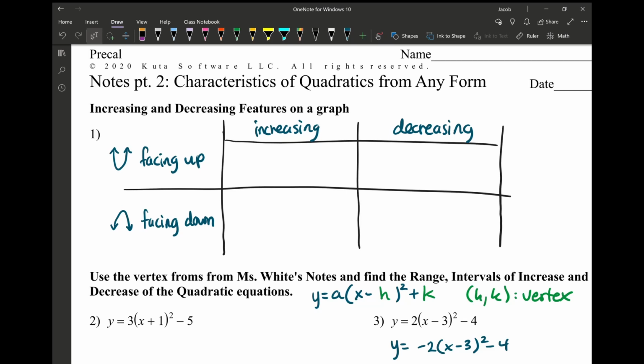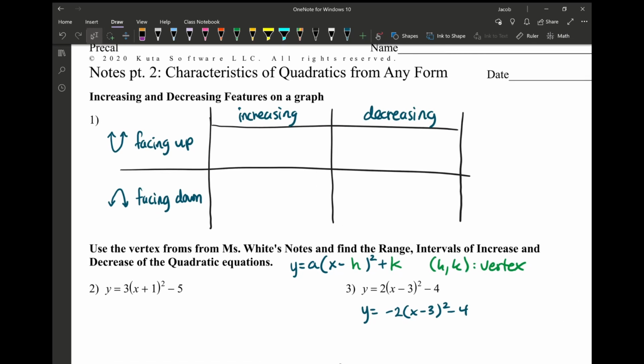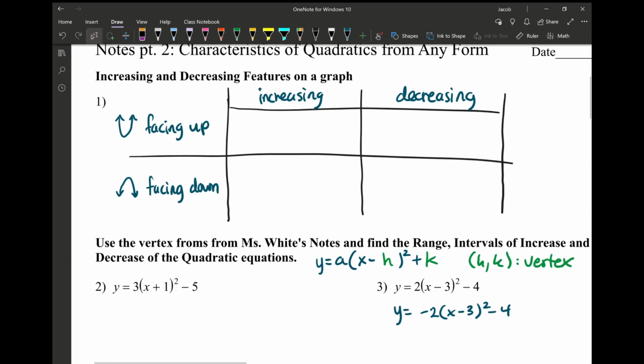This is part 2. Miss White had a video where she went into a little bit more detail on completing the square and working with different forms, standard form, vertex form of these quadratics. On this set of notes, we're going to pay more careful attention to increasing and decreasing features on a quadratic, but how they look on a graph is essential to understanding what's going on as well.